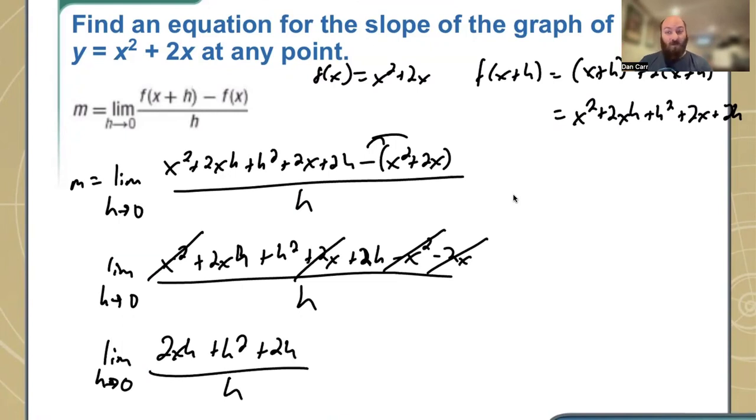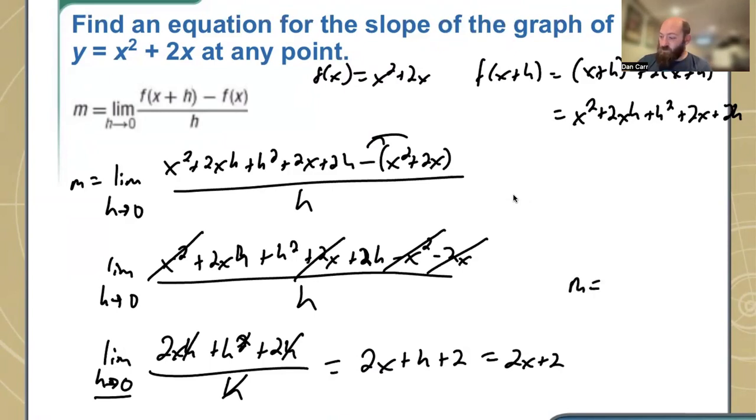Well, again, we have a common term of h in everything, so I can get rid of that. This will turn to h to the first power, and this will be gone. So it's going to be 2x plus h plus 2. And since h is approaching 0, that's just going to be 2x plus 2. Now, it says here, find the equation for the slope of the line. That's all we care about is finding the slope. So the slope is going to be 2x plus 2.